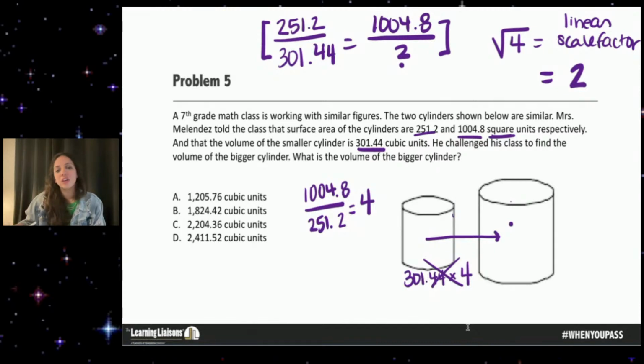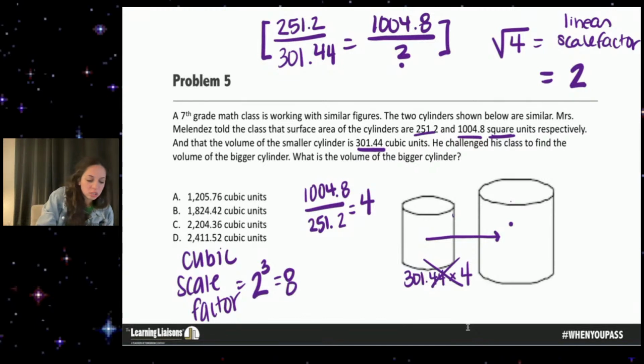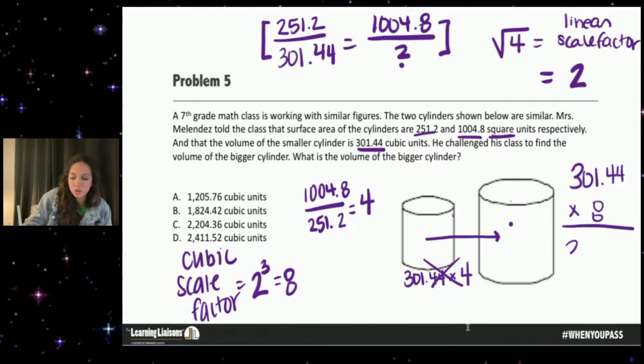Now, how do I figure out the cubic scale factor? It's not rocket science. The cubic scale factor is going to be 2 cubed. 2 cubed is 8. So I'm going to multiply 301.44 times 8. And that's going to give me 2,411.52.